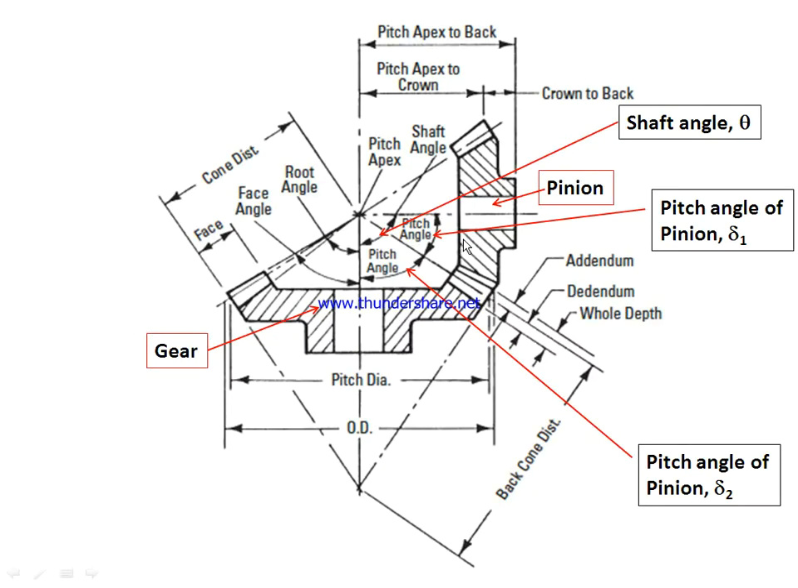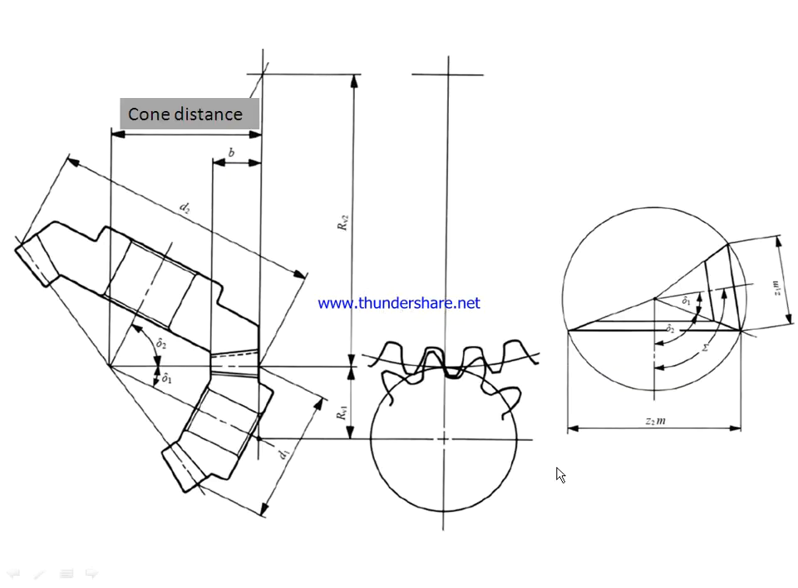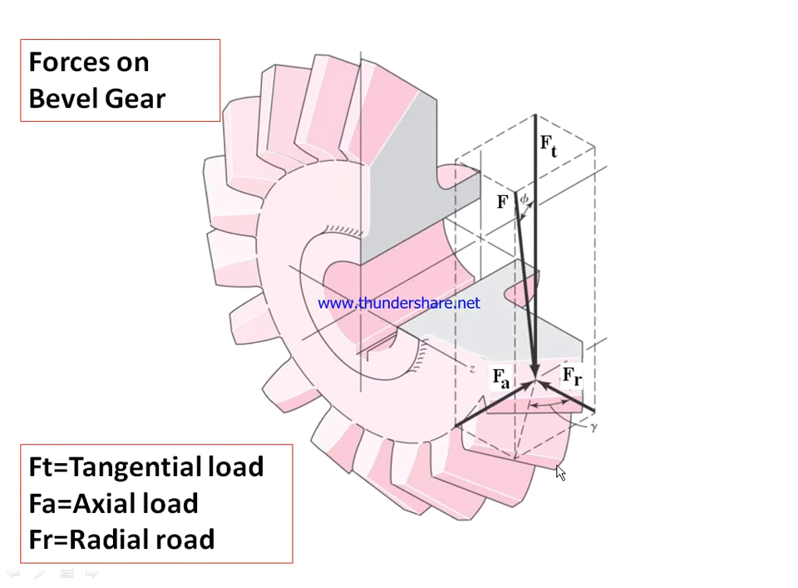And in this figure you will see this is the pinion and this is the gear, and this angle is called the shaft angle, denoted by angle theta. So theta may be 90 degree, less than 90 degree or more than 90 degree. And this is the pitch angle or semicone angle for the pinion, denoted by delta 1. And similarly, this is the pitch angle or semicone angle of the gear, denoted by delta 2. Now with this basic information, we will move on to the design procedure of the bevel gear.